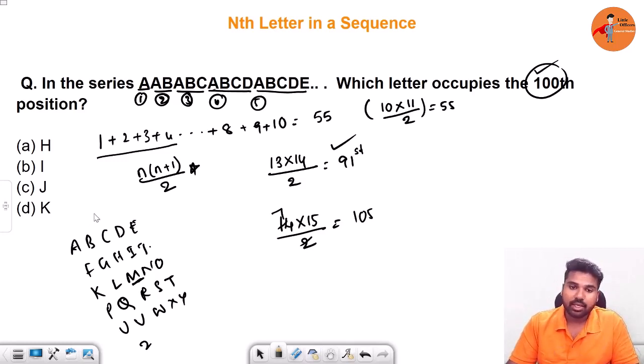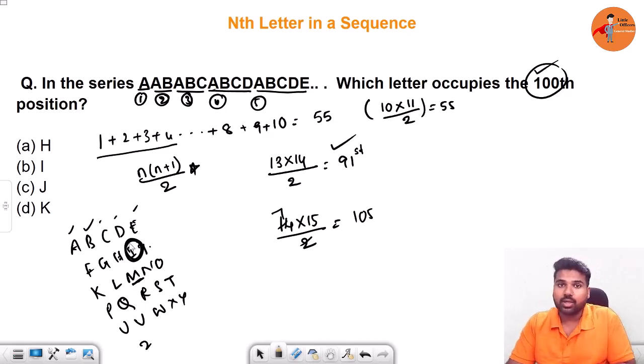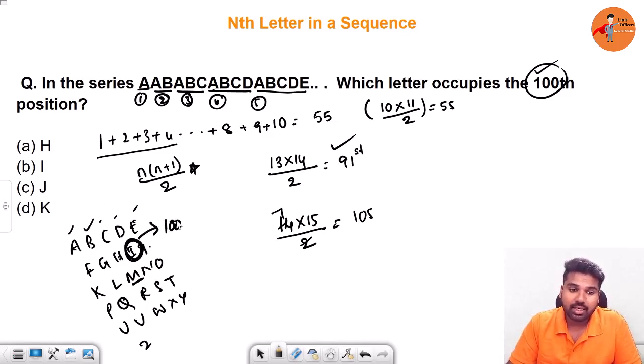So in the next one you need the 9th letter. A B C D E is the 5th, and then 6th, 7th, 8th, 9th letter. So this I is 91 plus 9. So I is going to fall exactly at the 100th place. So this is how we calculate this. Simple. You just need to know the sum of n natural numbers and you need to see whether they are actually the summation of first natural numbers or not.